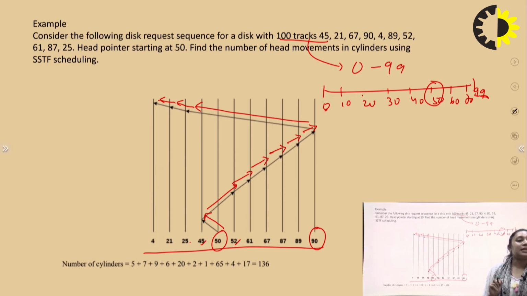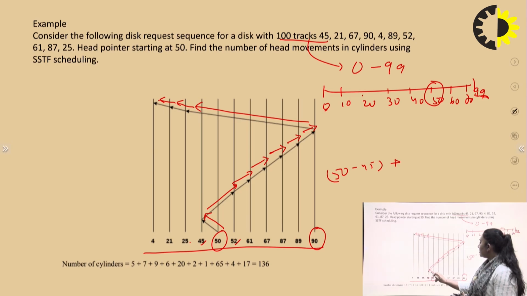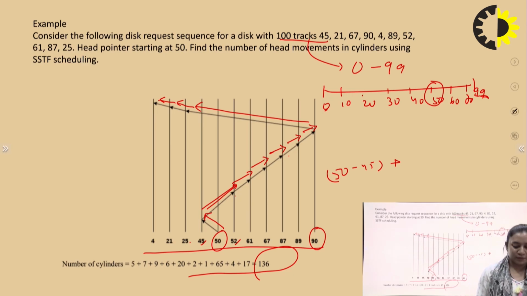So how can you calculate all this? You just subtract: 50 minus 45 plus 45 minus 52 plus 52 minus 61 plus 61 minus 67 plus 67 minus 87 plus 87 minus 89 plus 89 minus 90 plus 90 minus 25 plus 25 minus 21 plus 21 minus 4. So you can calculate the number of head movements in SSTF like this, right?